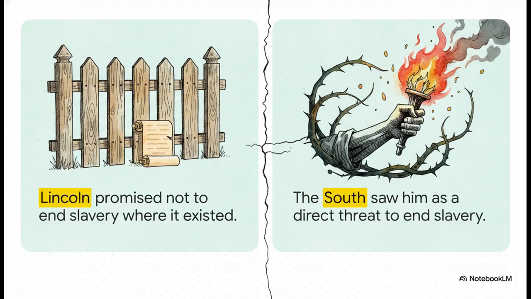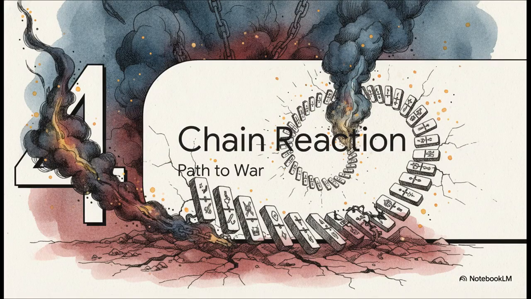They perceived him as a massive direct threat, basically believing that stopping the expansion was just a sneaky first step toward total abolition. This right here is a classic, devastating example of how acting on fear and suspicion, instead of stated facts and a real desire for understanding, leads directly to a massive, unstoppable crisis. Moving on to part four, the secession chain reaction.